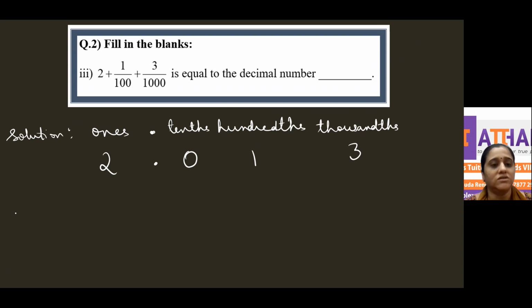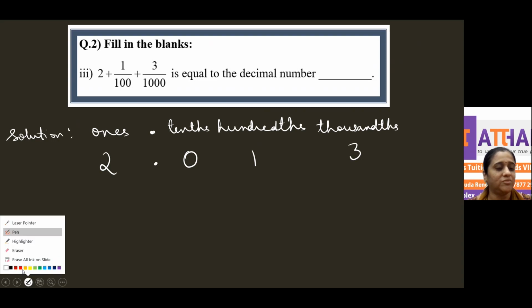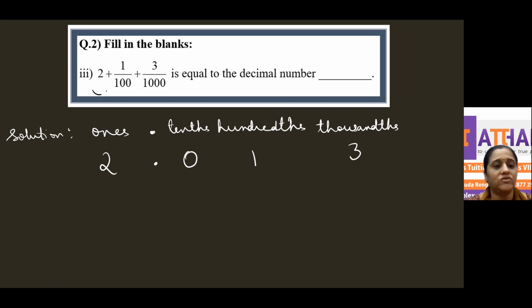So this is called an expression. It's a numerical expression because it's made up of numbers. So it's a numerical expression. All right. So this numerical expression is equal to the decimal number 2.013. All right. Right on.